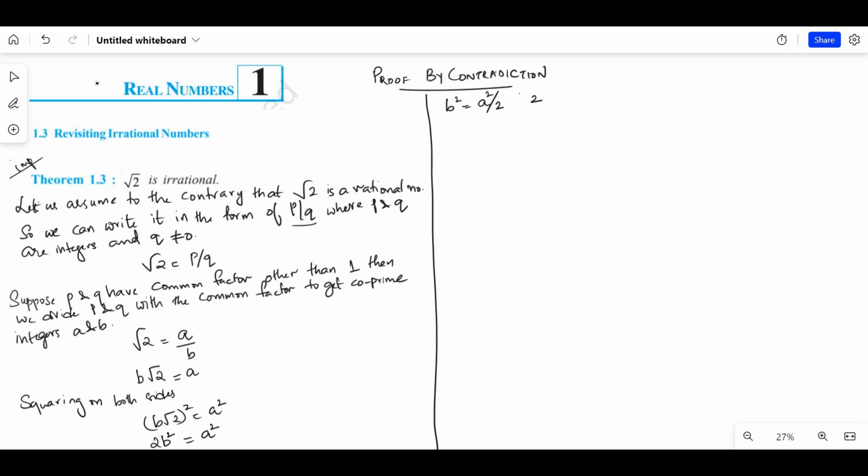This, therefore, 2 divides... sorry, let me wrap this.